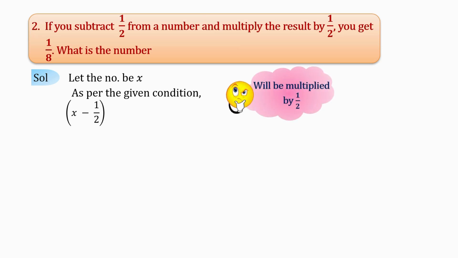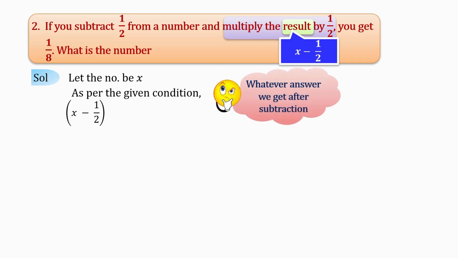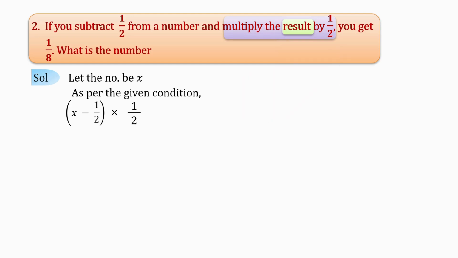And then multiply the result. So that is the result we got, multiplied by 1 by 2. So we are going to multiply it with 1 by 2. Then we got 1 by 8. So that is equal to 1 by 8. So this is the equation. So you have to understand, you have to break down the statement part by part and you have to form the equation from it.